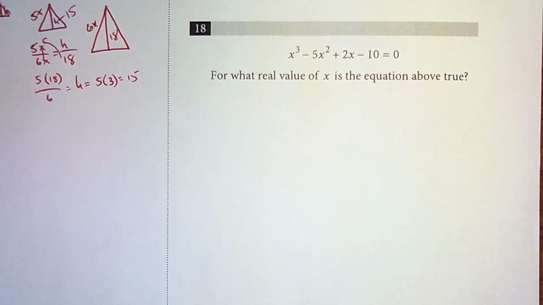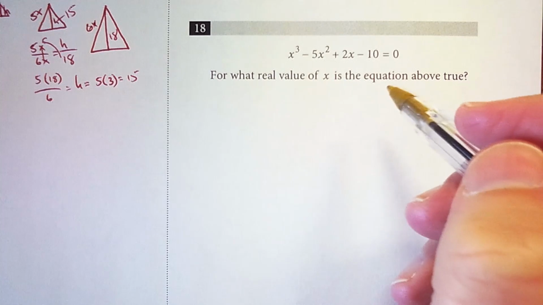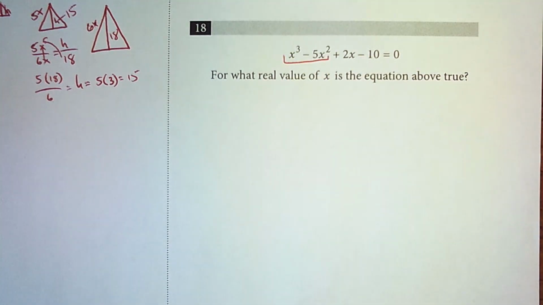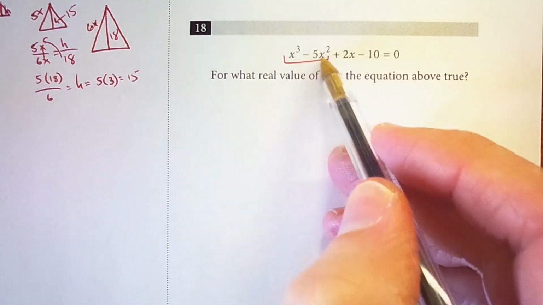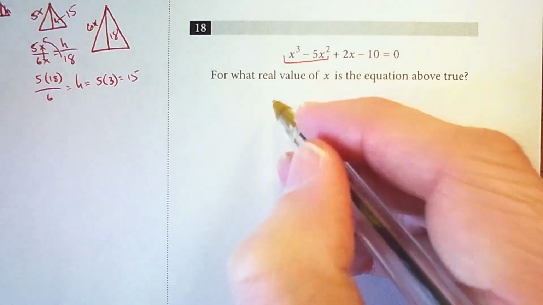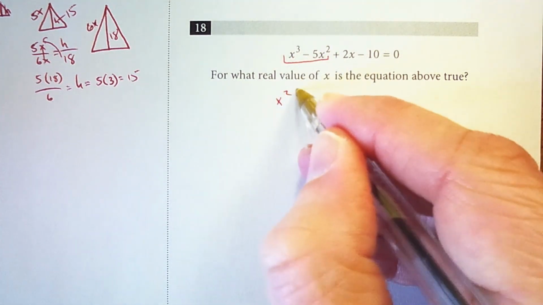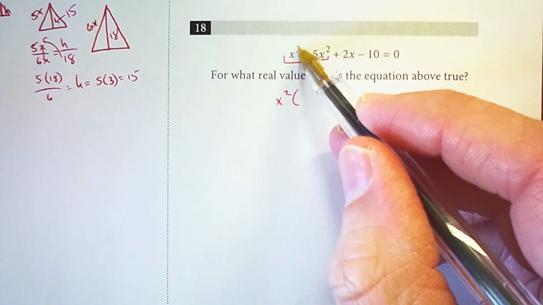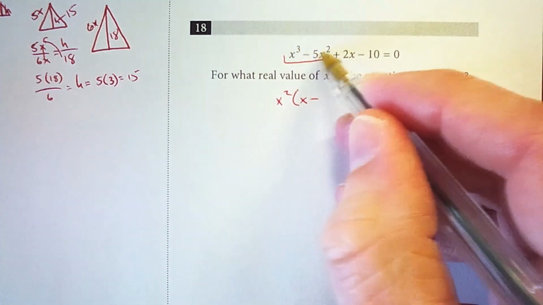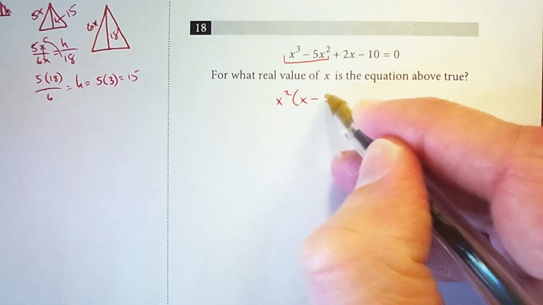To me, the easiest way to solve this is to factor, and we'll factor by grouping. So I'll group these first 2 terms together, and I'm going to factor out the greatest common factor, the GCF, of these 2 terms, and that appears to be x squared. So when I factor out x squared, x cubed divided by x squared is x, minus 5x squared divided by x squared is 5.